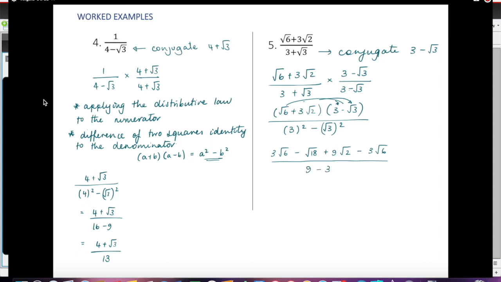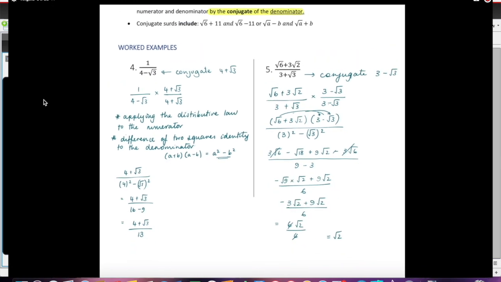Now looking at where I can simplify things, I've got the 3 root 6 terms, which cancel and basically become 0. I can simplify root 18 more, so I can go root 9 times root 2 plus 9 root 2, all over 6. That becomes minus 3 root 2 plus 9 root 2 over 6. Simplifying my numerator a little more, I've got 6 root 2 divided by 6, and now I can divide the 6s, so my final answer will be root 2.